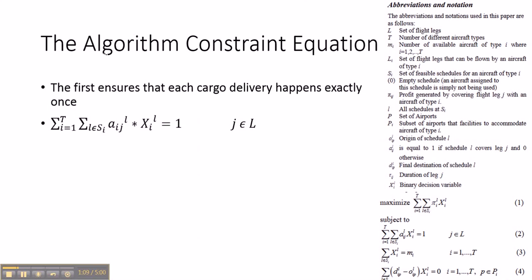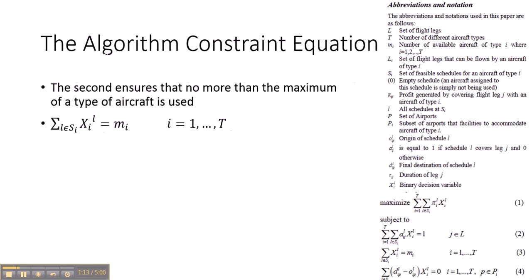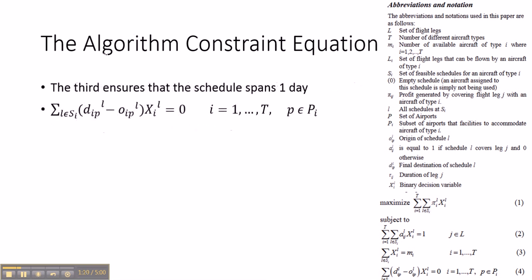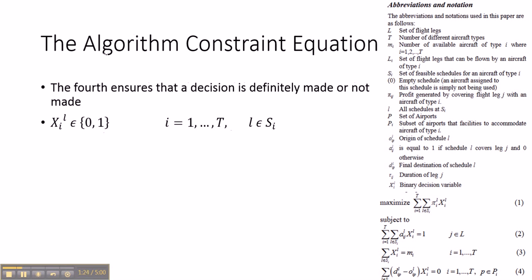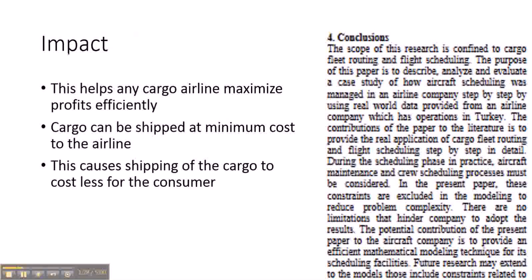The first constraint equation ensures that each cargo delivery happens exactly once. The second ensures that no more than the maximum of a type of aircraft is used. The third ensures that the schedule spans 1 day, and the fourth ensures that a decision is definitively made or not made. The impact helps any cargo airline maximize profits efficiently.